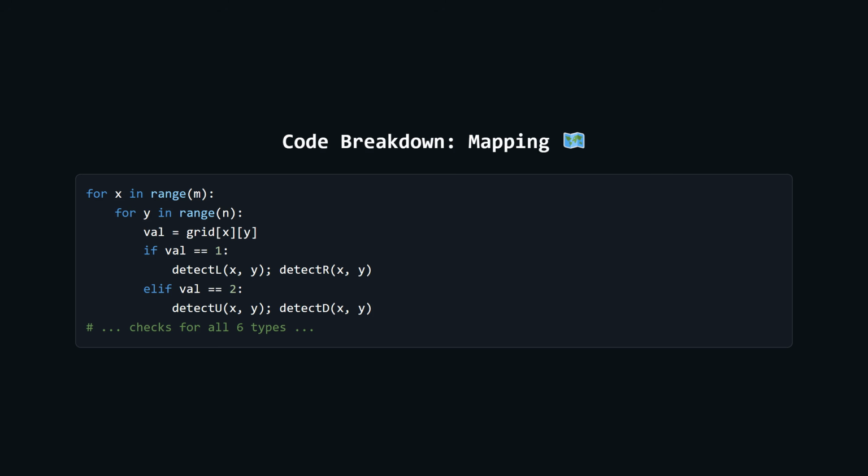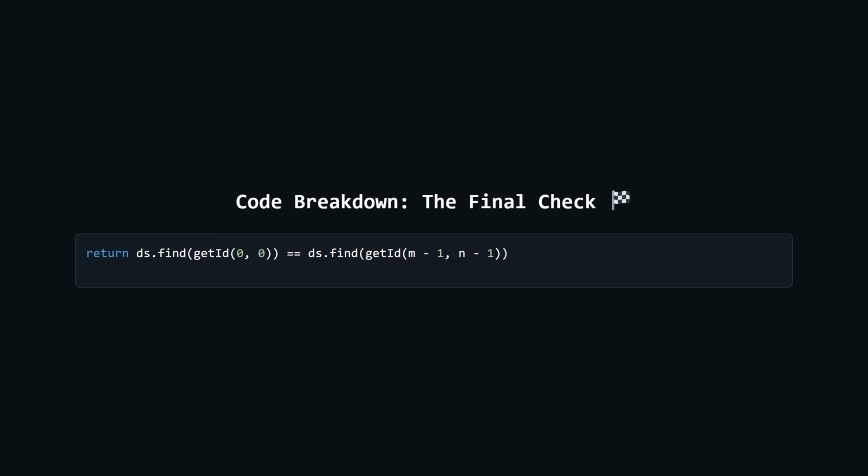Next, we just loop through every single row and column. We check the value of the street at the current cell. Depending on what number it is, from 1 to 6, we fire off the specific detection functions for the directions that street goes. After checking the entire board, all connected paths will be merged. Finally, we just check if the group ID for the top left starting cell is exactly the same as the group ID for the bottom right ending cell.